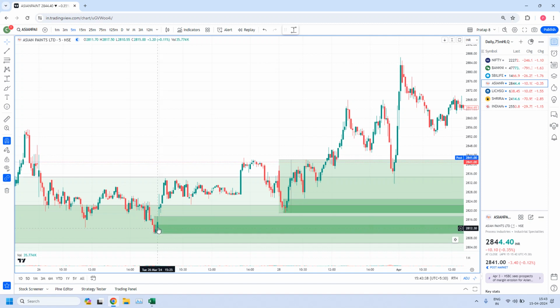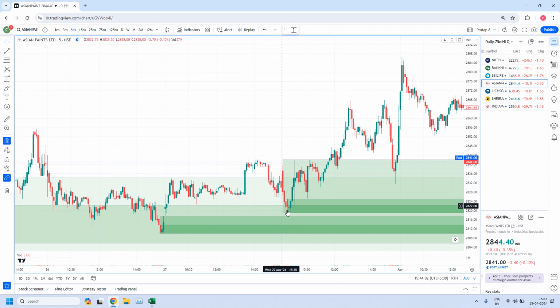This is a fine-tuned 5 minutes demand zone from the daily time frame. Not the 75 minutes time frame, the daily time frame. A daily time frame fine-tuned 5 minute zone is much stronger than a 75 minutes fine-tuned zone. This is what you should understand. But anyway, this 75 minutes is also part of daily because it is overlapped with daily. So this is also a fine-tuned 5 minute zone from the daily zone only.